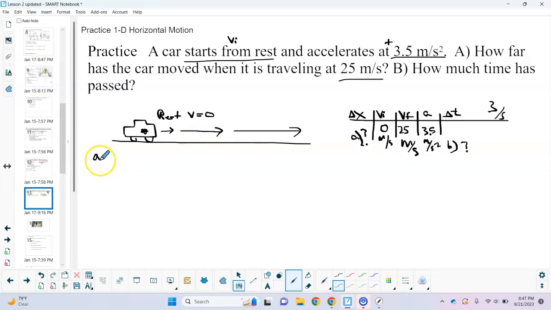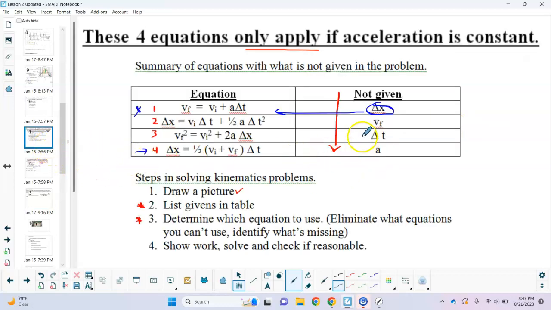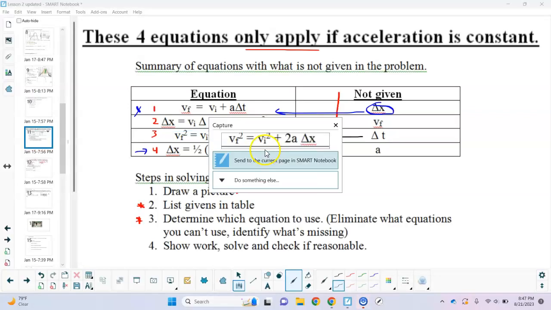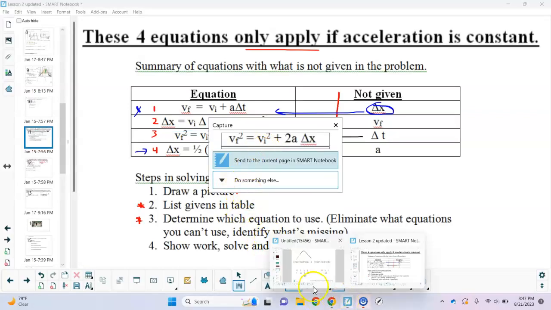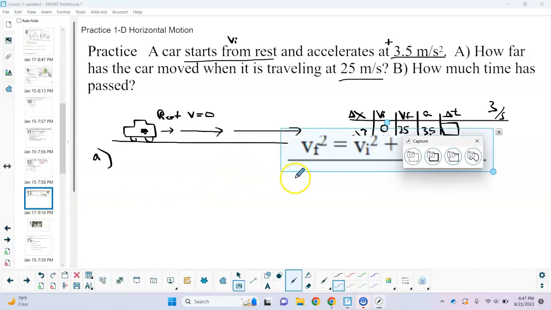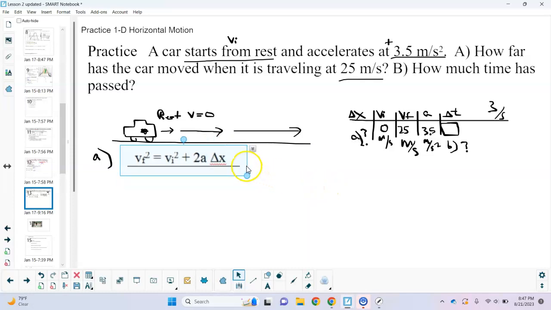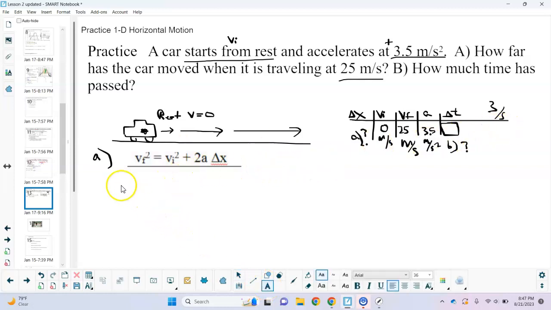So for part A, I need to figure out an equation that does not have time in it. So I'm going to go back to that equation page and say, okay, I need the equation without time. That is this one, which is equation 3. So I'm going to take a picture of that and bring it to the slide. This one's a little more complicated, but it'll be fine. We'll work through it. So that is the equation we're going to work with. It's vf squared equals vi squared plus 2a delta x. Again, if you really don't like that equation, go to part B, do that one first, and then pick a different equation there. You don't need it. It is totally up to you.